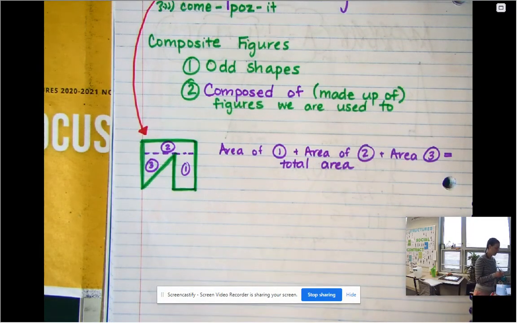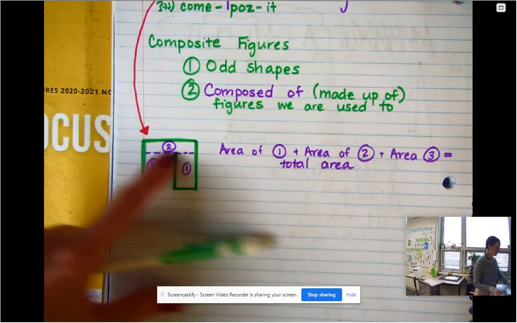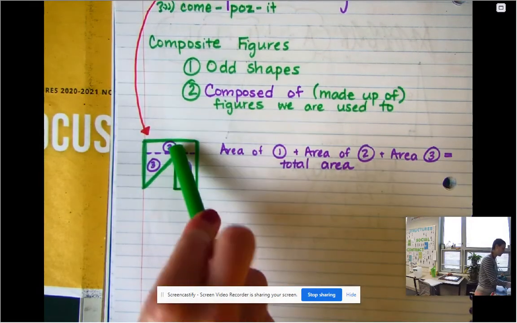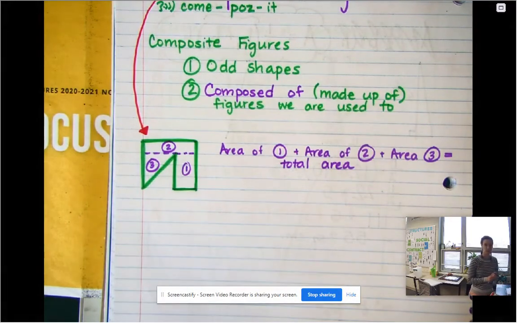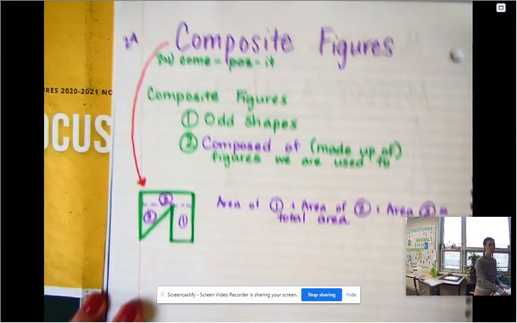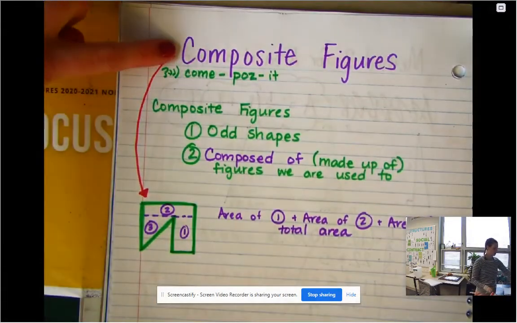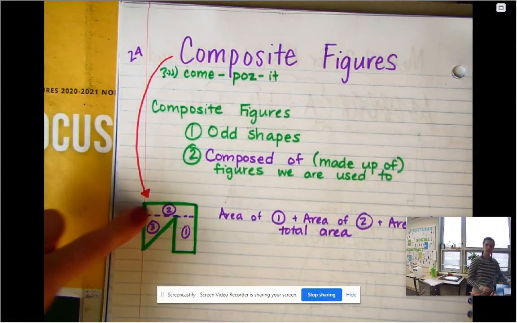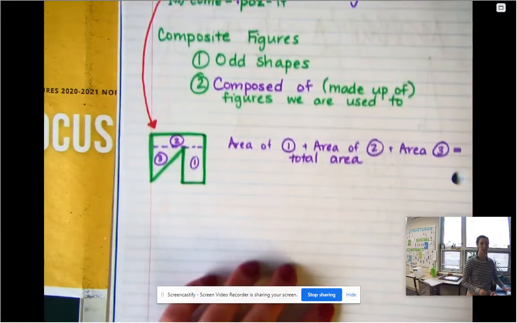Now we can look at where I put in the dashes. I was showing how that figure is composed of figures that we are used to. So I see a rectangle here, and a triangle right here. And I had you draw an arrow to the composite figure so that you can remember that this is an example of a composite figure.